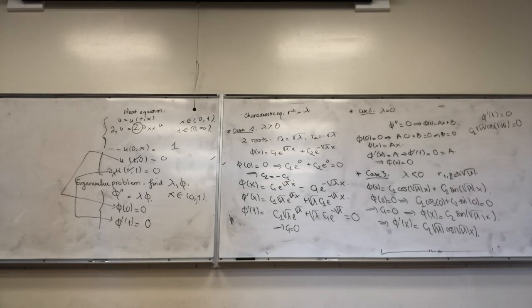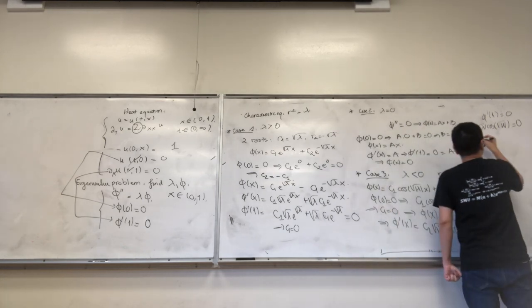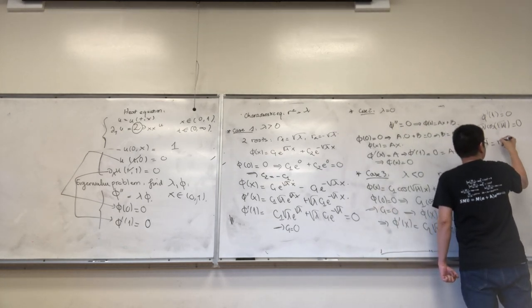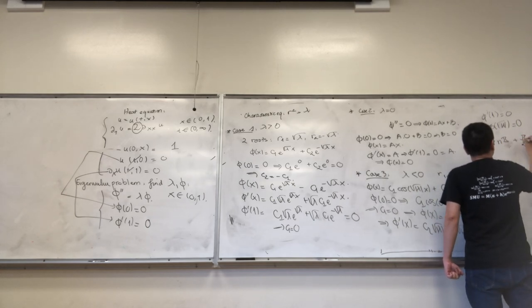Isn't it square root of lambda equals n pi plus pi over 2? So in this case, cosine of square root of lambda is 0, which means the square root of lambda is n pi plus pi over 2.